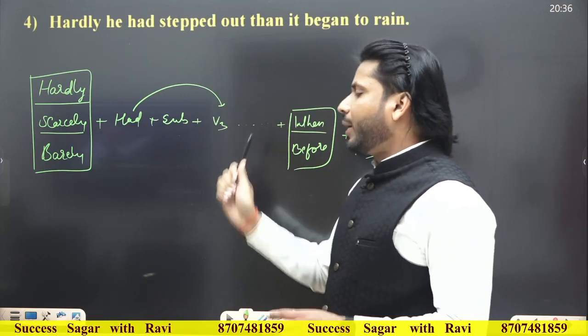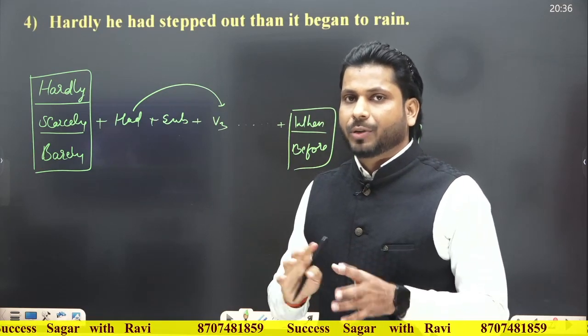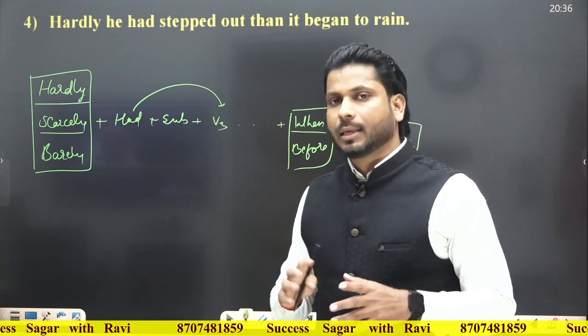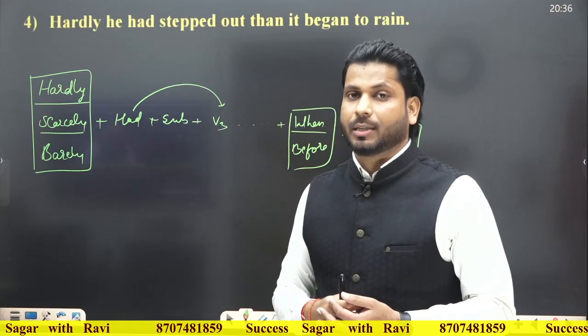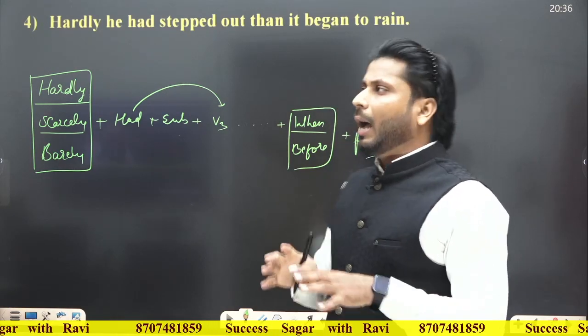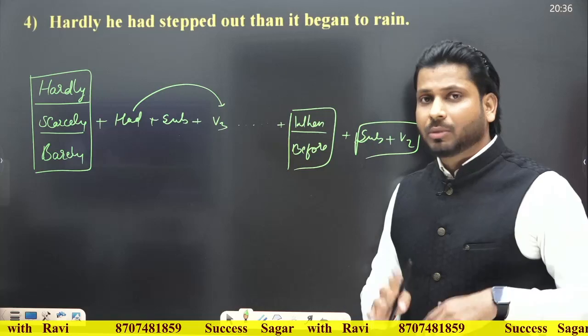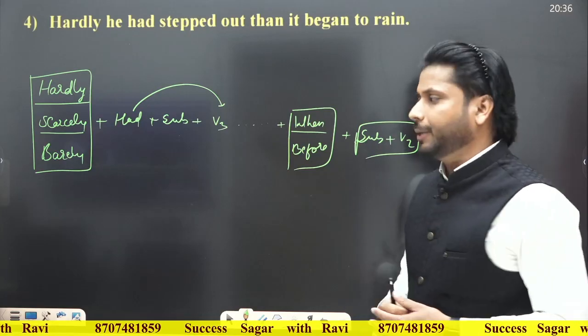Why past indefinite tense? Because we cannot use two past perfect tenses together in any sentence. We'll understand the reason behind it. Why can't we use two past perfect tenses together in a sentence? Today, I'm just explaining the concept in short. I'm just trying to put it in a nutshell.